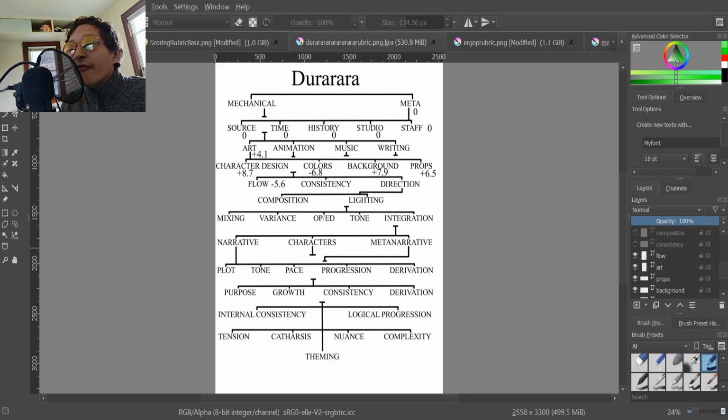All right, so animation. Our first thing is going to be flow. I gave it a -5.6. I don't think it's all that well animated. I don't think it looks that great. Consistency, also, derpy as fuck. So I gave it a -7.7.